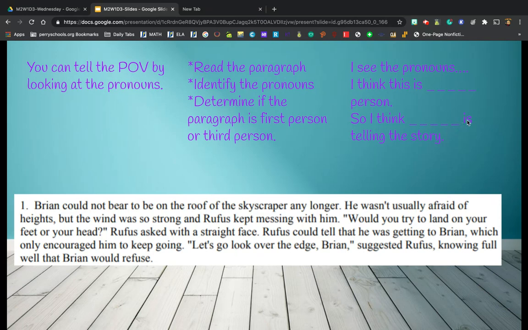So I think who is telling the story. All right, so the first paragraph.